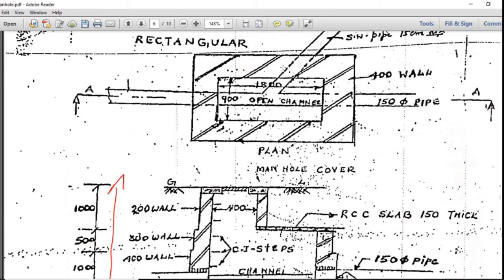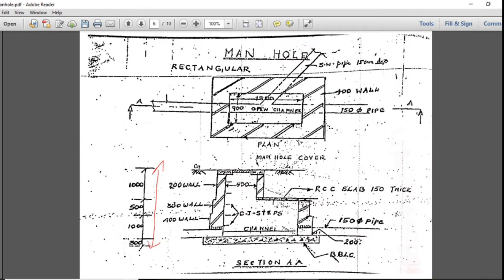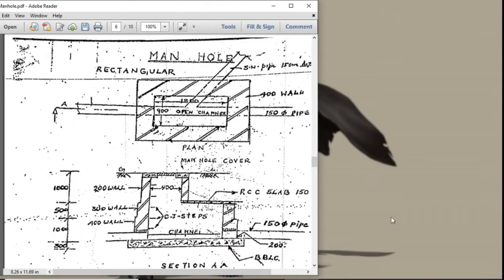This is the diagram. Okay, either you take a screenshot or you collect the file so that during the problem it would be easy for you. Okay, now let us solve the problem.